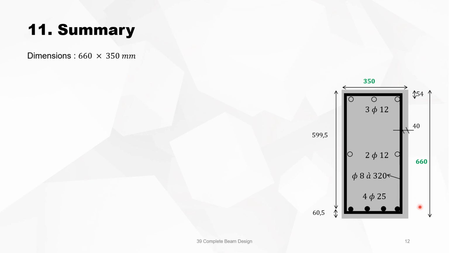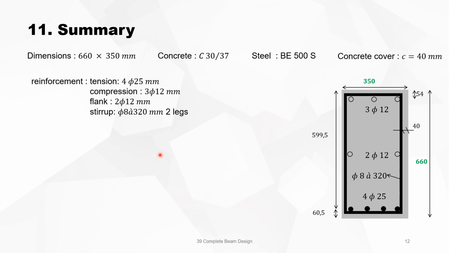The dimensions of the beam are 660 by 350, concrete grade C30/37, steel B500, and the concrete cover is 40 millimeters. The reinforcement is 4 times diameter 25 as tension reinforcement and 3 diameter 12 as compression reinforcement. Stirrups diameter 8 every 320 millimeters, and the flank reinforcement is 2 diameter 12.